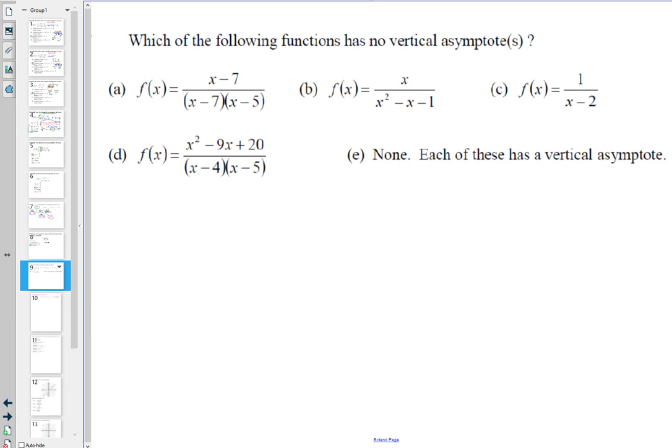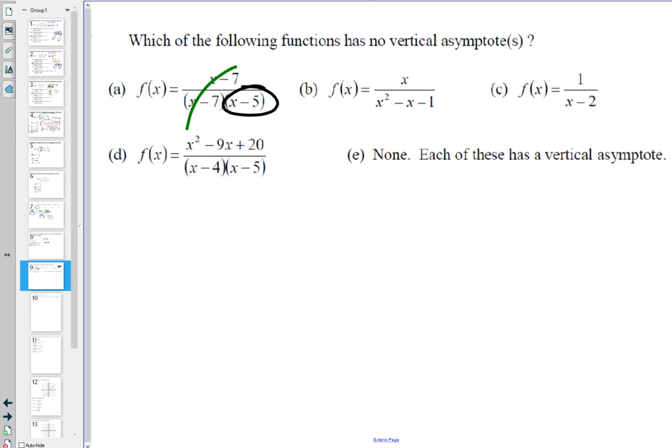Which of the following functions has no vertical asymptote? All right, this just saves time. A is already factored, and that cancels out. B, even if I were to factor, in order, okay. For A, even though the x minus 7 cancels out, this is still going to be a vertical asymptote.